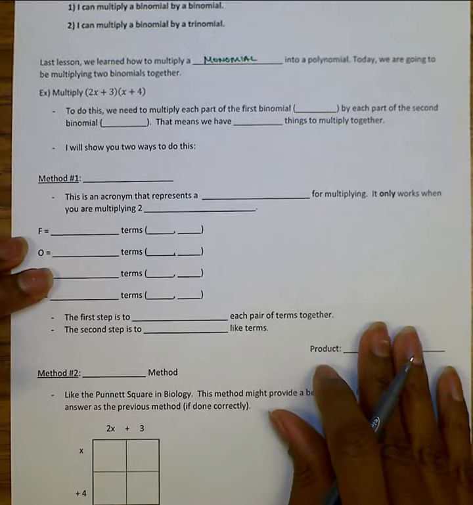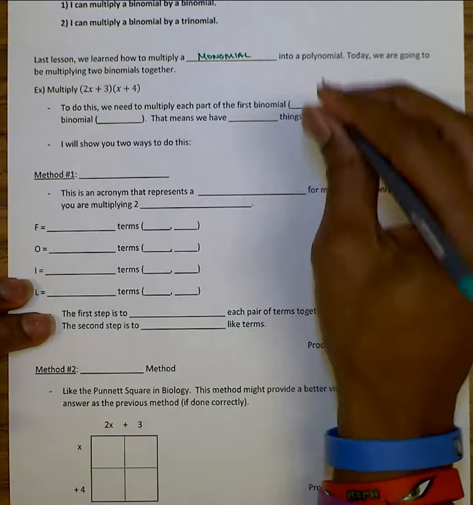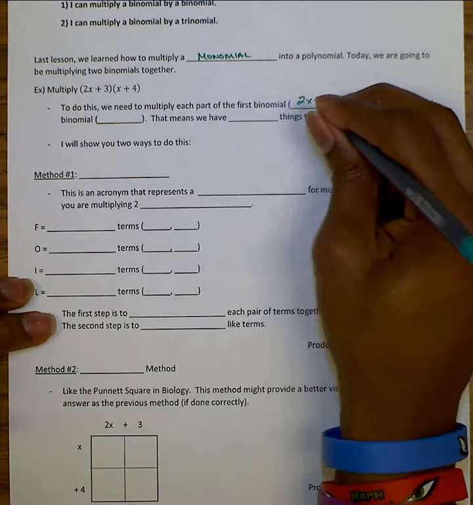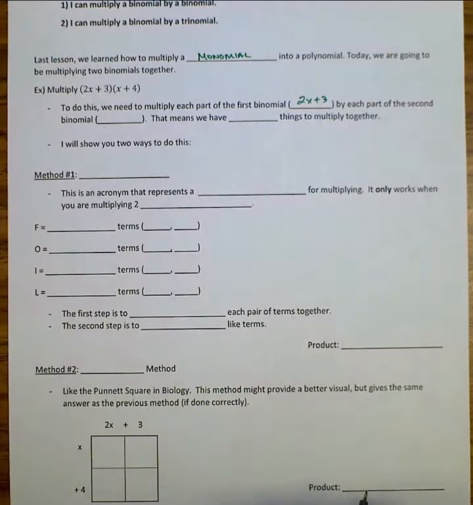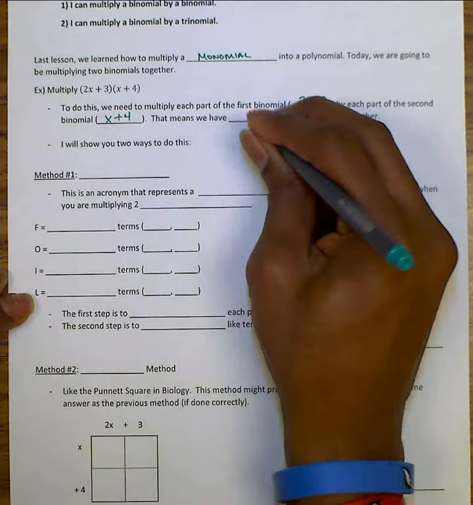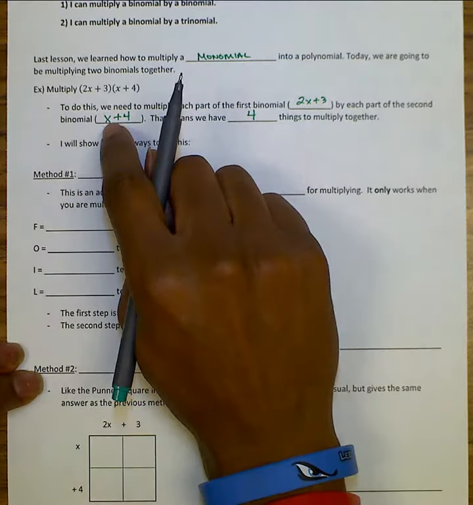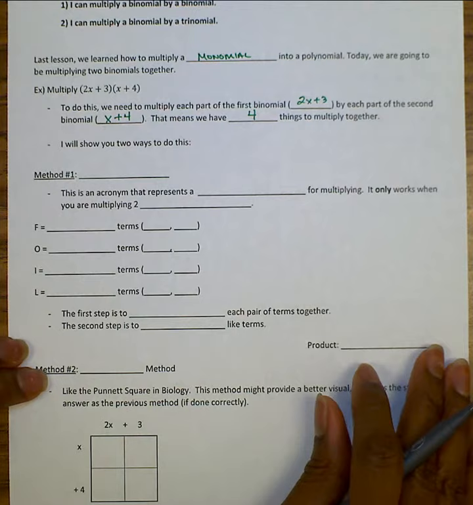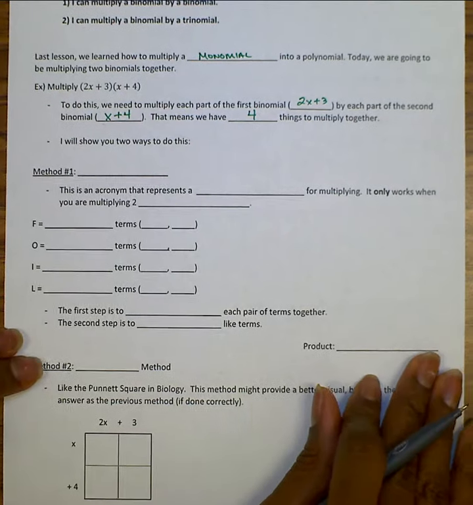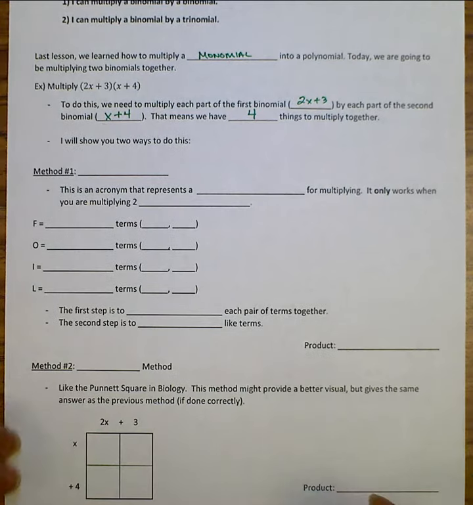So, to do this, we need to multiply each part of the first binomial, which is 2x plus 3, times x plus 4, by each part of the second binomial, x plus 4. That means we have 4 things to multiply together, 2x and 3, and x and 4. And I'll show you two ways to do this. I really don't have a preference for either one. You can choose whichever one. You'll see their benefits and flaws, I guess.